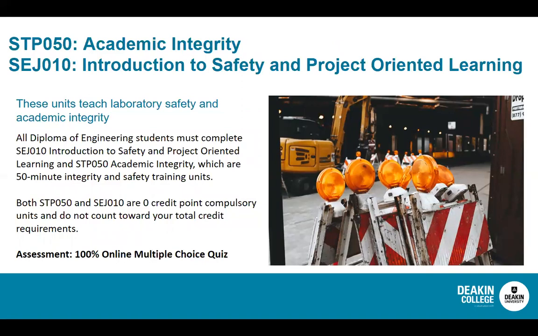Lastly, there are the 0 credit point units, Academic Integrity and Introduction to Safety and Project-Oriented Learning. These units teach laboratory safety and academic integrity. All Diploma of Engineering students must complete both SEJ 010, Introduction to Safety and Project-Oriented Learning, and STP 050, Academic Integrity, which are 50-minute integrity and safety training units. Both STP 050 and SEJ 010 are 0 credit point compulsory units, but they don't count towards your total credit requirements. In terms of assessments, it's a 100% online multiple choice quiz.